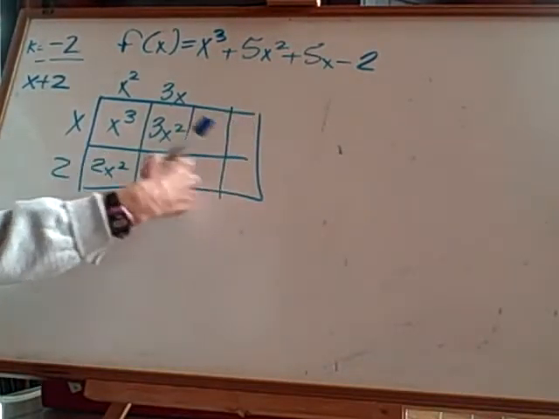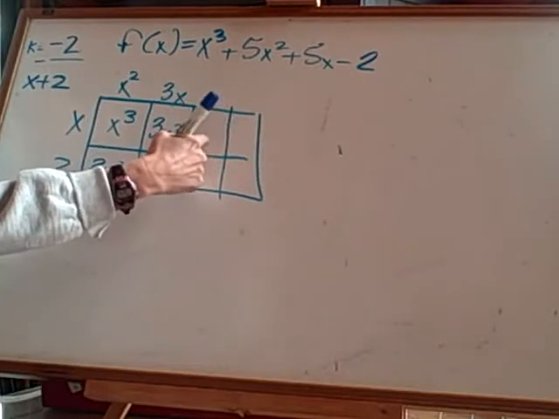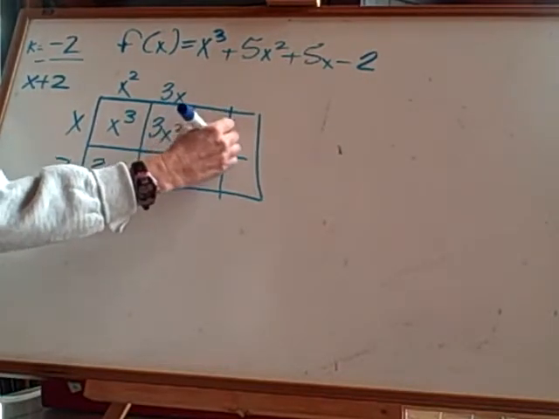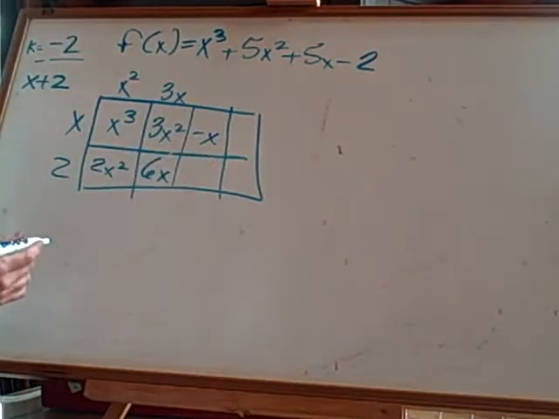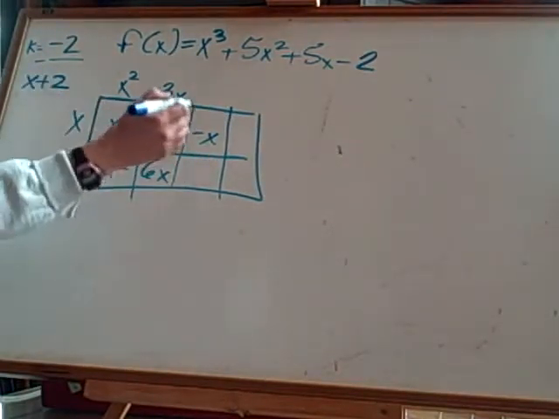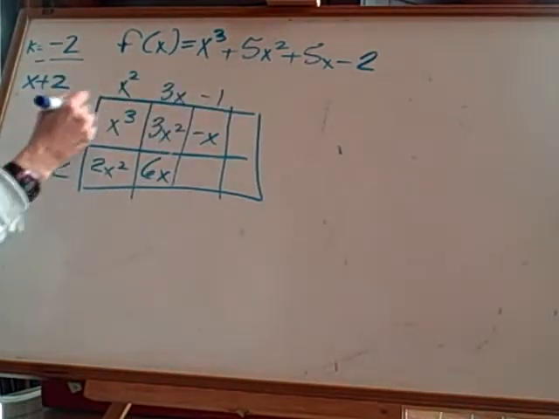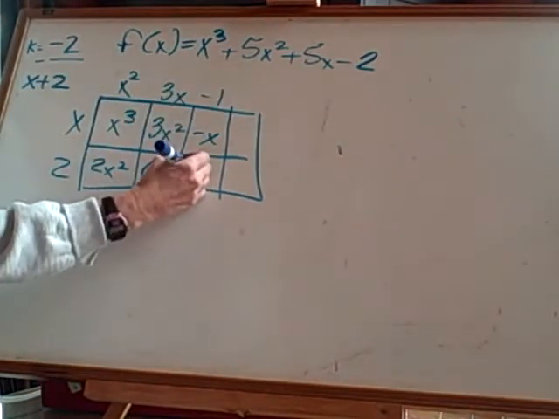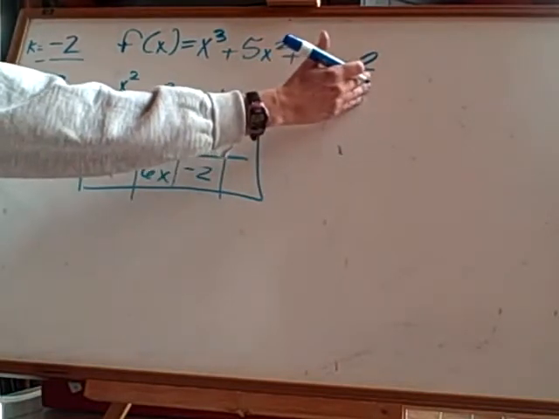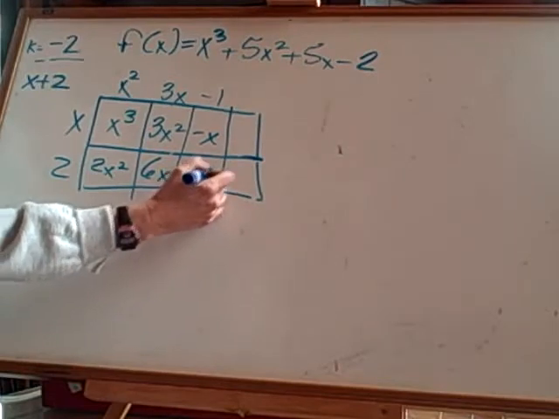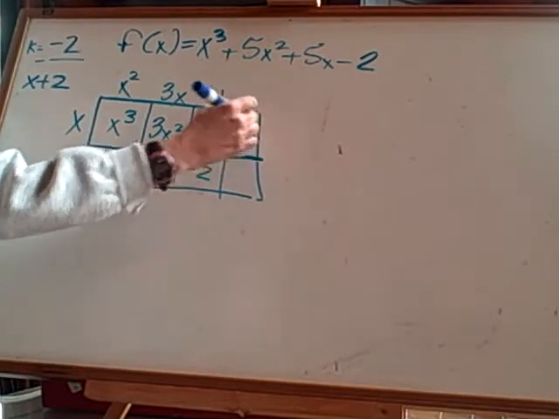Perfect. Now on this diagonal, I need to come up with 5x, so what's going to go up here? Negative x. Yeah. So what times x will give me negative x? -1. Perfect. -1 times x is negative x. -1 times 2 is -2. Now look, I needed to come up with a -2. And what do I have? -2. So what would go here? 0. 0 is my remainder.